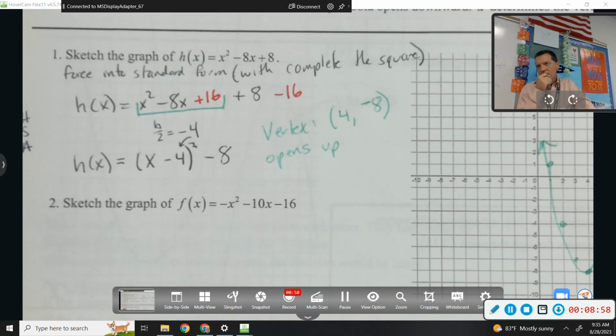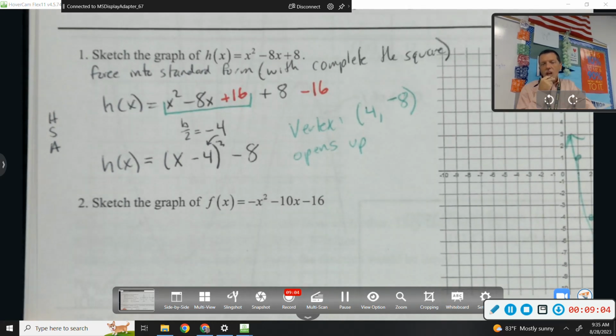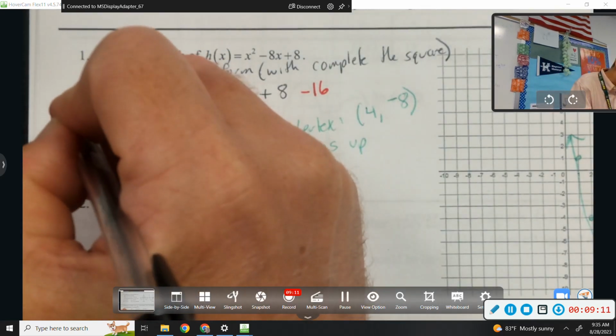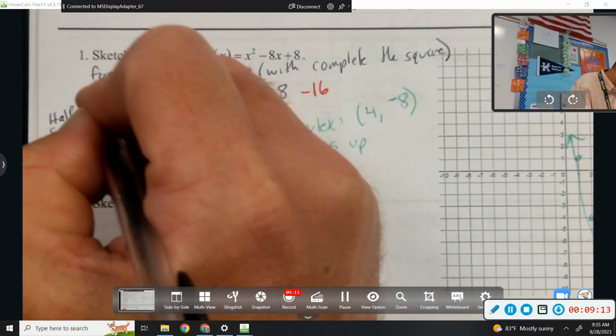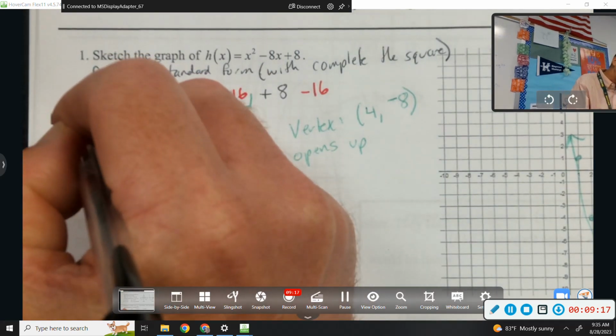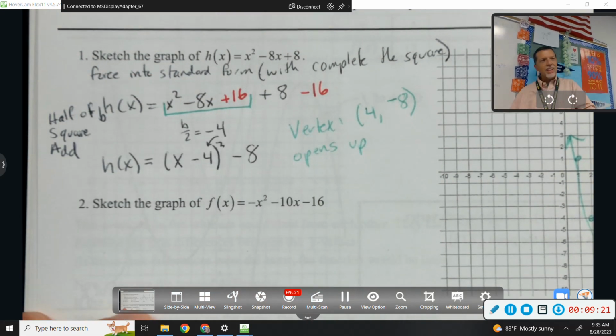Jacob? With complete the square, how do you start it? If you have negative 4, which is half of negative 8, how do you exactly start? You always take half of b. Okay. Half of b. That's how you start it. And then square it, and then add it. Obviously there's a lot more going on, but that's sort of the key steps.